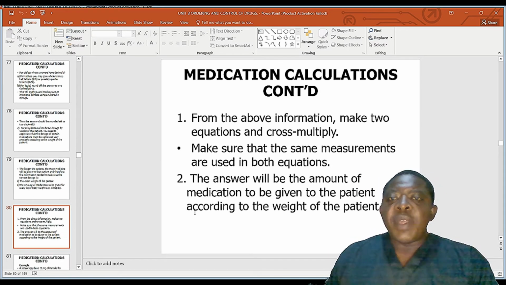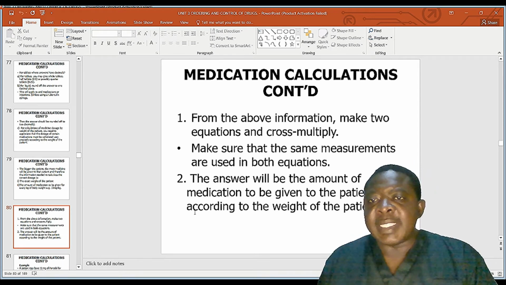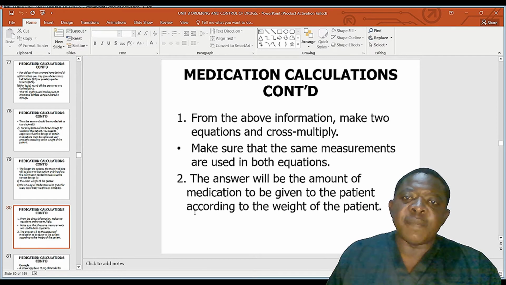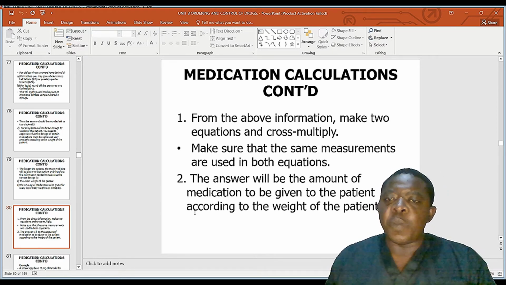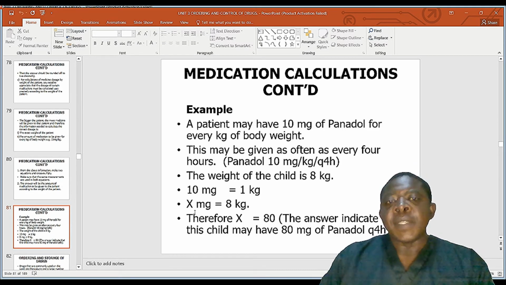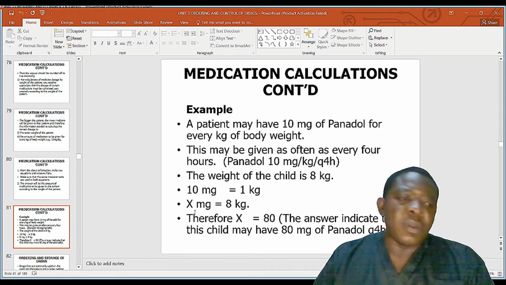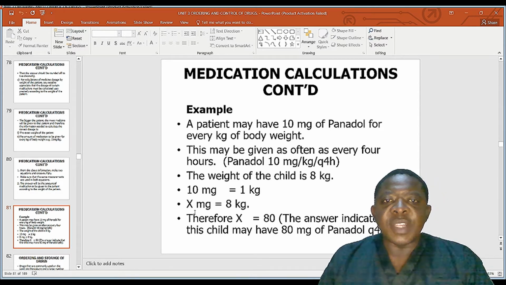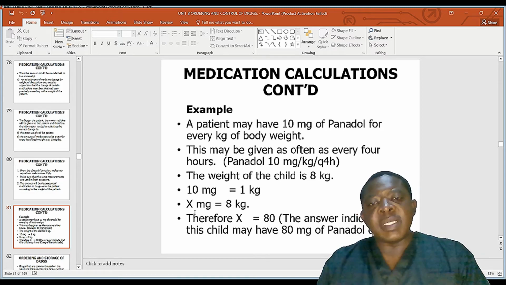From the above information, you can make two equations and cross multiply. Make sure that the same measurements are used in both equations. The answer will be the amount of medication to be given to the patient according to the weight of the patient. So here we have other examples of medical calculation. If you have understood the lesson, you can easily apply this. And you can also refer to the policies within your institution.